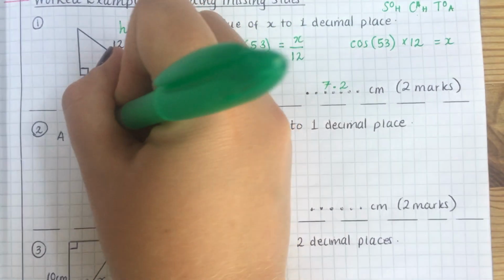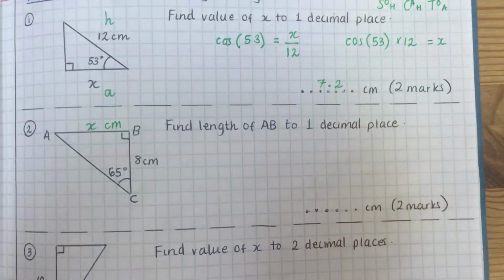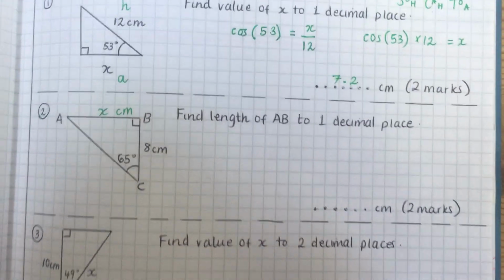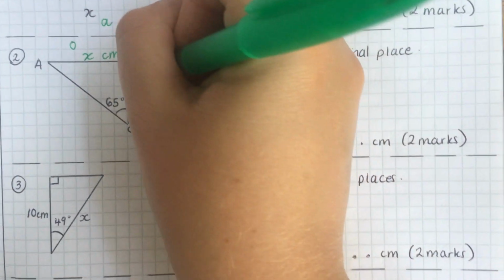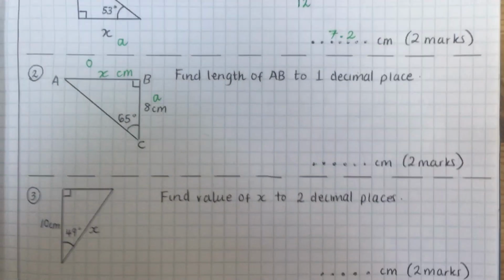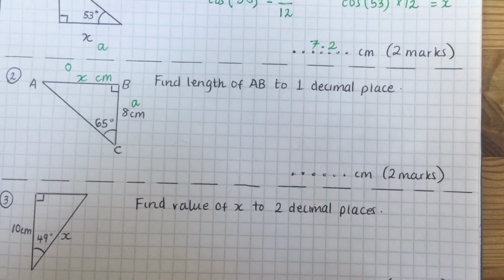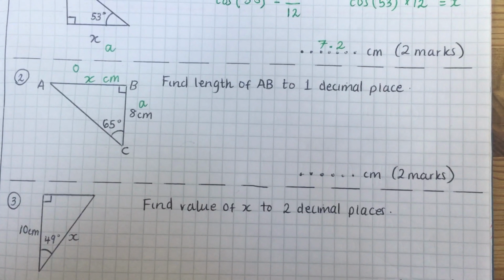So I'm going to call this X because this is what I'm looking for. Step 1, again, is to label our sides. X here is the opposite and 8 is the adjacent. We're not interested in the hypotenuse, so I don't label it. If I've got O and A, using SOHCAHTOA, I know that must be tan.